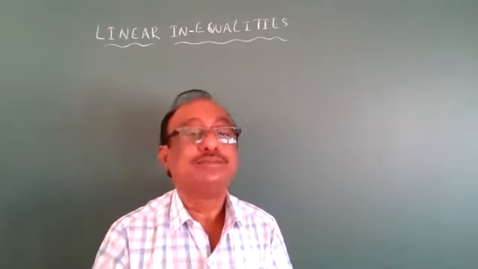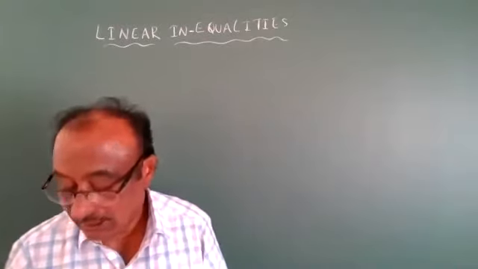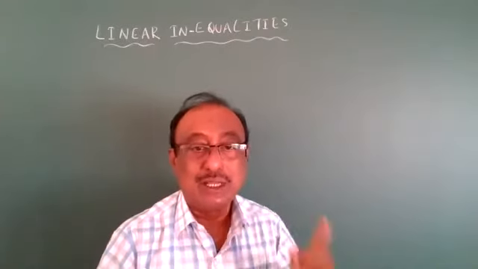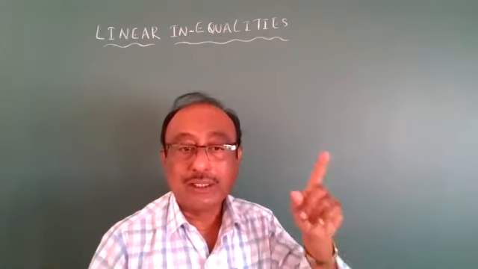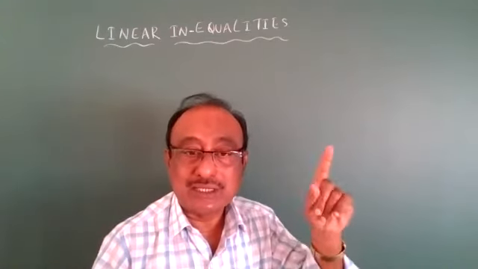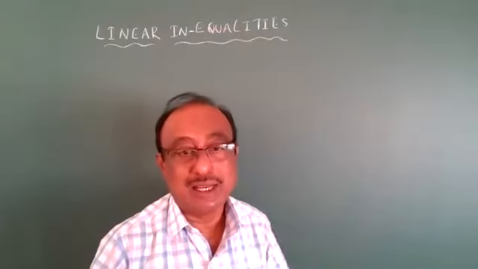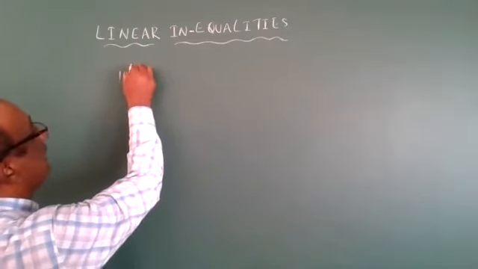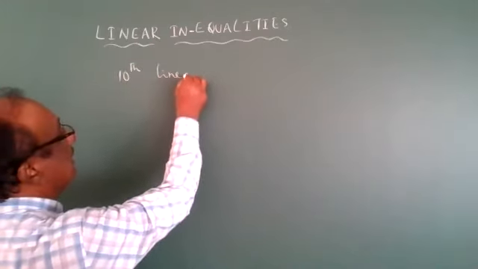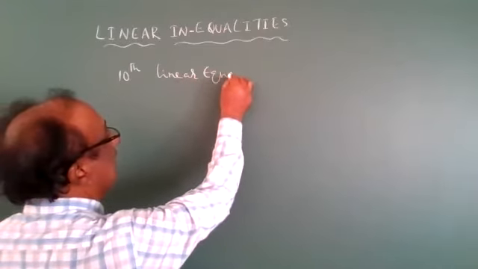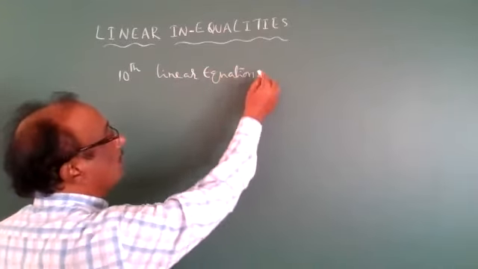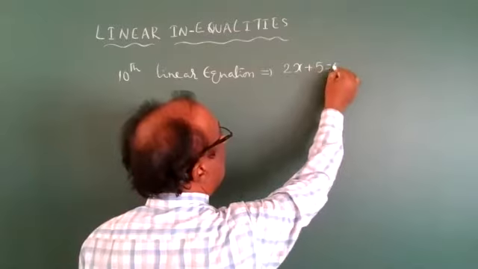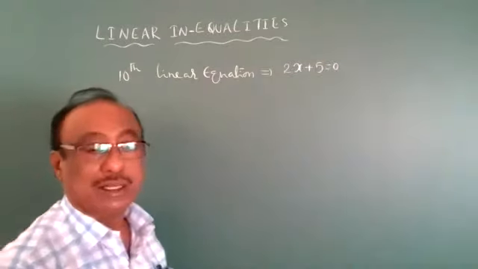Everyone see the first one. In the 10th class we read the linear equation. What is the meaning of linear equation? The power of x, the degree of x, is 1. Those equations are called linear equations. A linear equation is something equal to 0. Therefore, in the 10th class, we read 2x plus 5 is equal to 0. X power is 1.